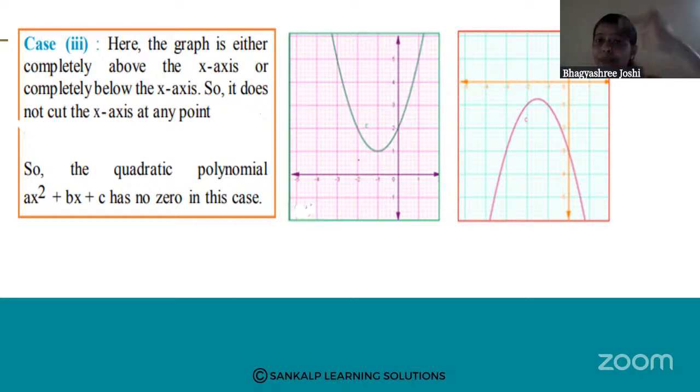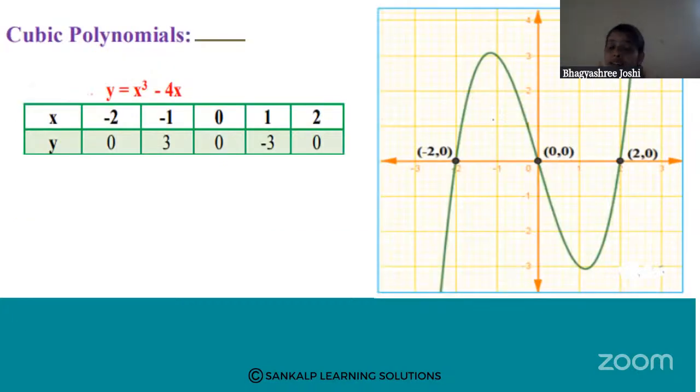ಇದೇನಿದೆ, x-axis ಮೇಲಿದೆ, above the x-axis, here the graph is below the x-axis, therefore it is not intersecting x-axis, therefore it has no zeros. ಈ ತರ ನಿಮಗೆ ಗ್ರಾಫ್ ಕೊಟ್ರೆ, okay, then you can answer, you can say that it has no zeros, right? Next, so linear polynomial is over, quadratic is over, cubic polynomial.